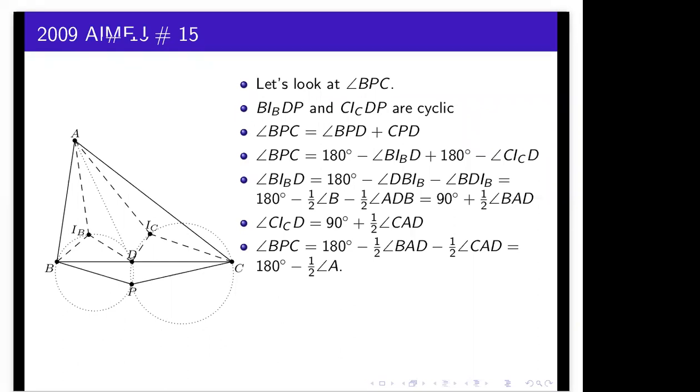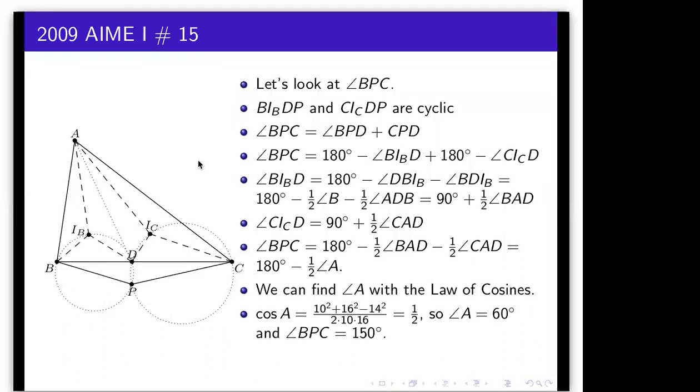And since we know the side lengths of ABC, we know angle A. So this means that the angle BPC is really fixed in this problem. So it seems useful to determine the angle A from this. To determine the angle A, we'll just use the law of cosines.